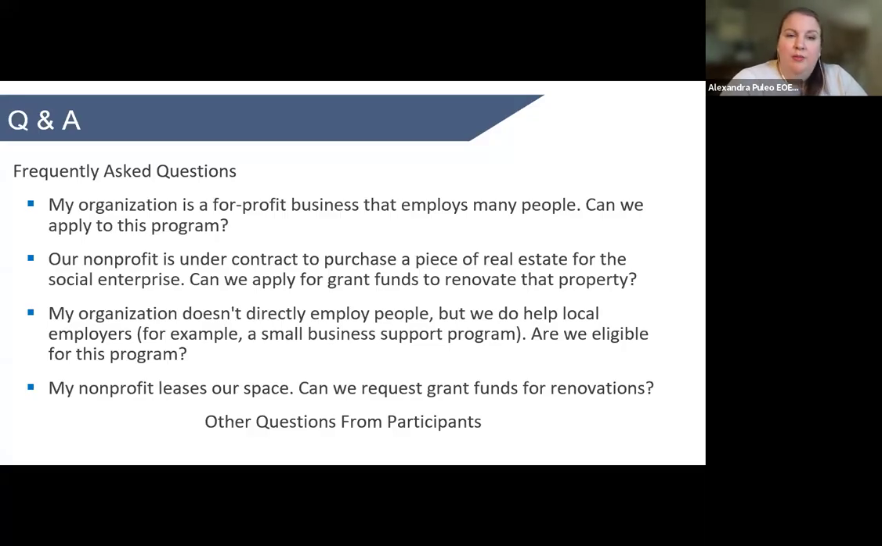Okay, our nonprofit is under contract to purchase a piece of real estate for the social enterprise. Can we apply for grant funds to renovate that property? Yes, you can apply for a project that does both, assuming that you can get both of those things done within the 1-year time frame. So if you're super confident, you're about to close on this purchase, you'd like money for the purchase, and you'd like money for the renovation, you definitely can apply for that. You are able to check both boxes in Submittable if you're applying for both. So you just, again, want to explain what your project is and how this would be providing funds to support that.